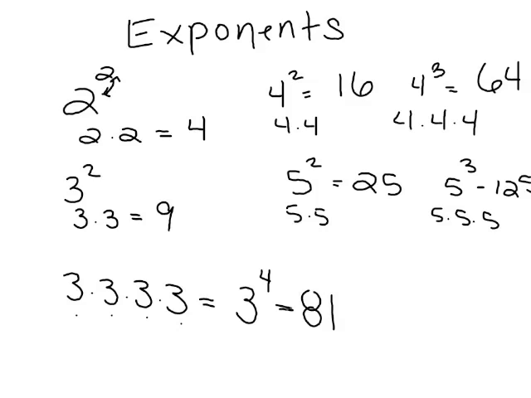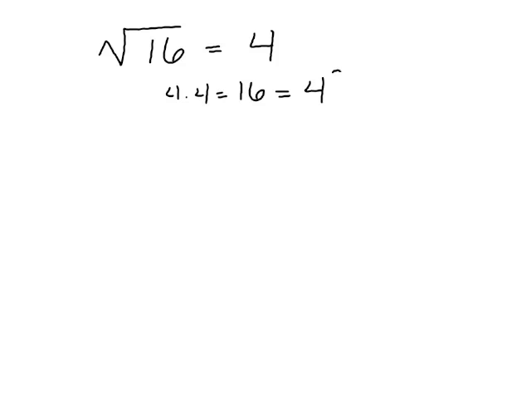So exponents. The other half of the exponent idea is this symbol right here. That's called the square root sign. So let's say I have 16 underneath my square root sign. This is asking me which number times itself is equal to 16. So if I memorize, then I know that that's 4. 4 times 4 equals 16. Or I can rewrite that as 4 squared.